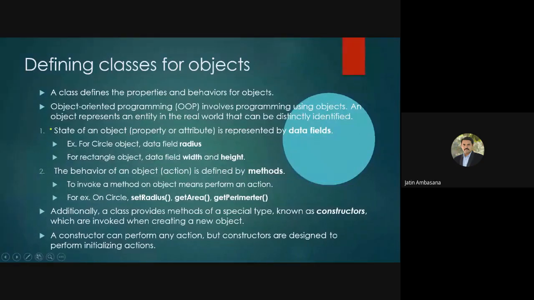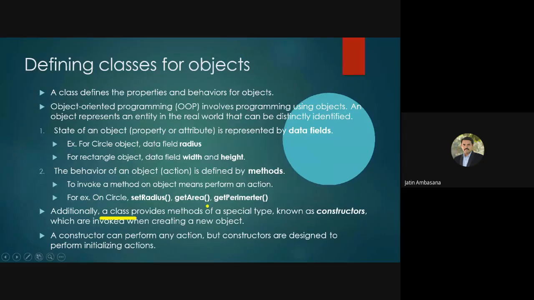Okay, so that was about the state of an object. For example, a circle would have a radius field which would define its state. A rectangle would have width and height fields which would define its state. Similarly, there is a method, which is nothing but the behavior of the object. A circle can have setRadius, getArea, getParameter, those kinds of methods.